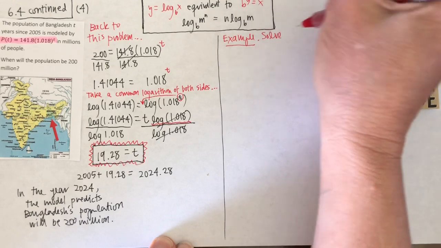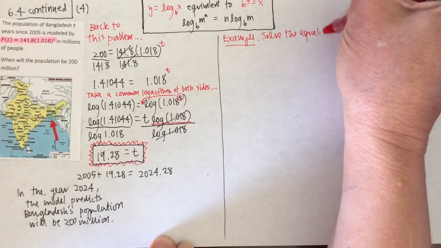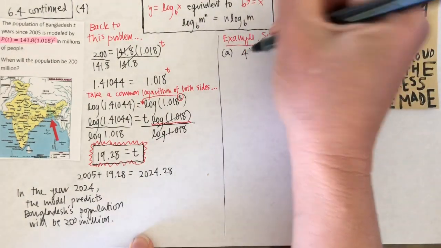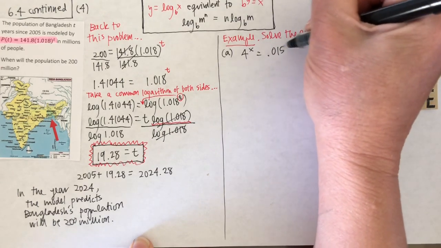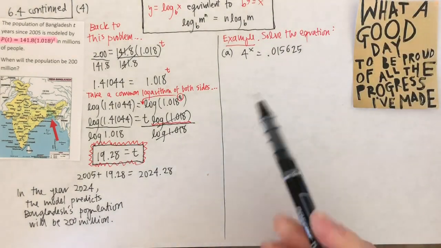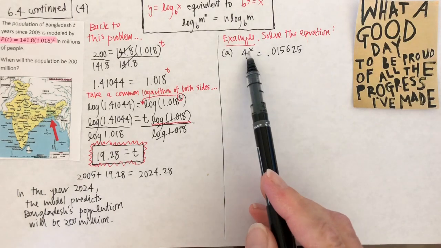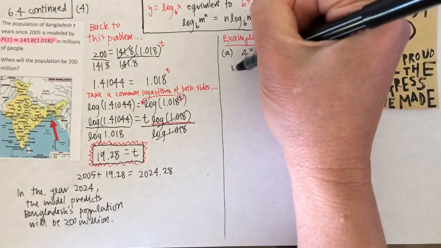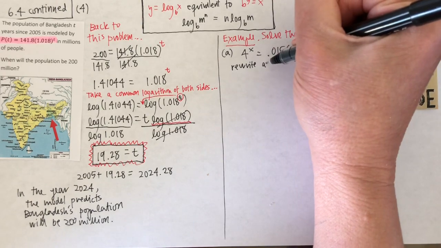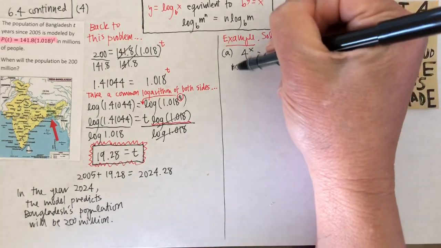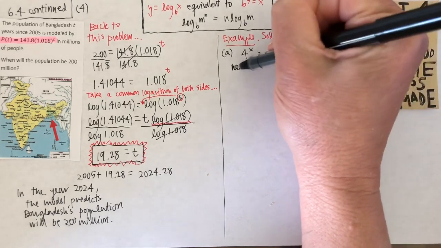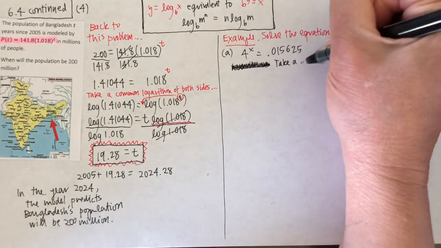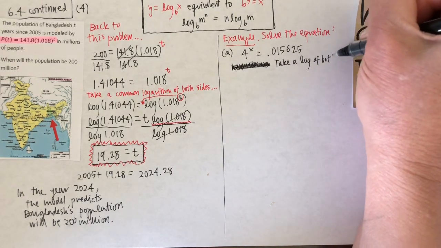So solve the equation. Say that I had this equation, 4 to the x equals 0.015625. Well, in the olden days, a few minutes ago, I wouldn't know how to get this variable down. But now I'm going to rewrite as a logarithm. Actually, I'm not going to do that. I'm going to take the log of both sides. Take a base 10 logarithm of both sides.